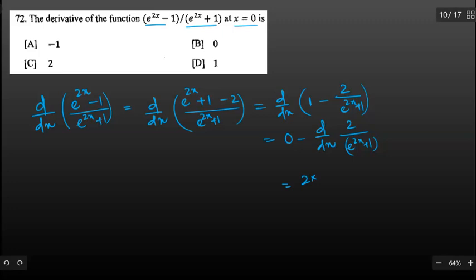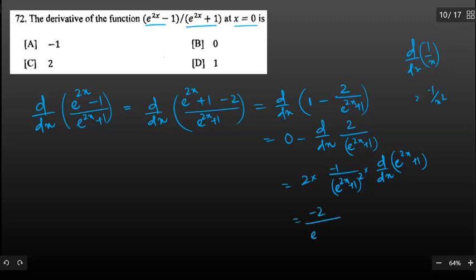if we operate d by dx on this function, then what will happen? d by dx of 1 by x is equal to minus 1 by x square. So same operation, minus 1 by the square of this term, that is e raised to the power 2x plus 1 whole square into again d by dx of e raised to the power 2x plus 1. So this will be minus 2 by e raised to the power 2x plus 1 square into d by dx of e raised to the power 2x, that is e raised to the power 2x into 2 plus 0.